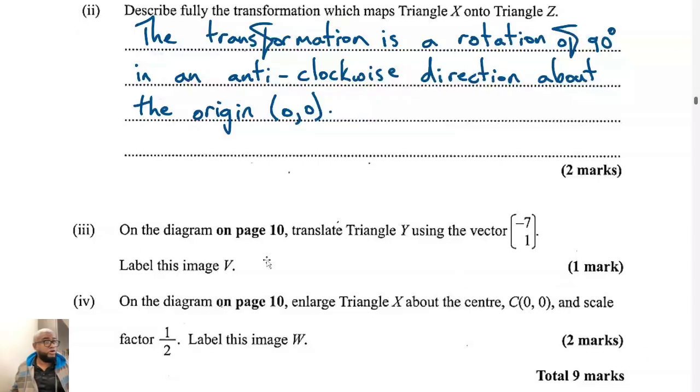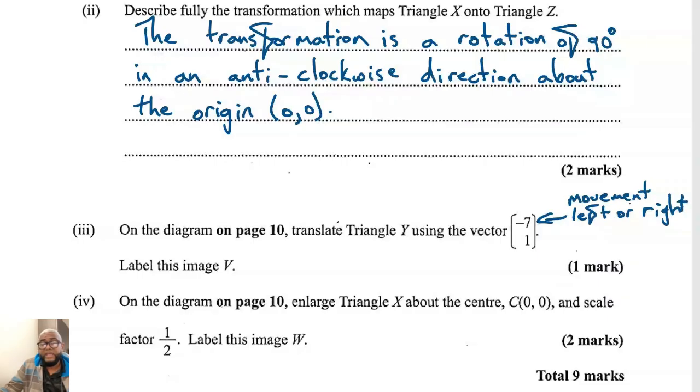Right. So on the diagram, we're going to translate Y using this vector. Now you see this top number. This is the movement left or right. Okay? If it is negative, you're moving to the left. If it is positive, you're moving to the right. 7 spaces to the left or 7 spaces to the right. And then this would be movement up or down, right? They say to label this new image V.